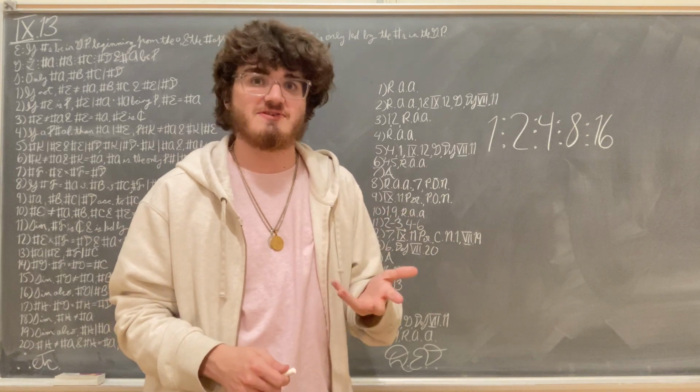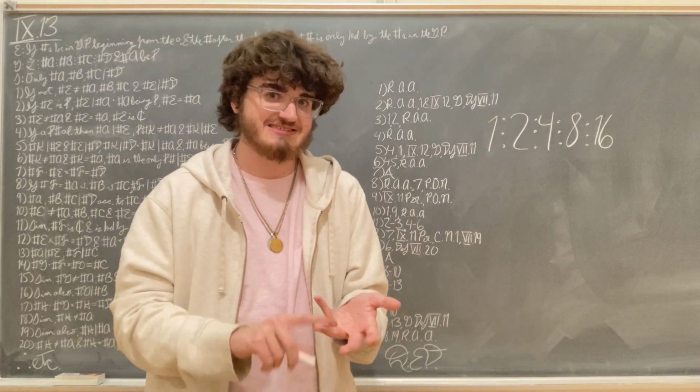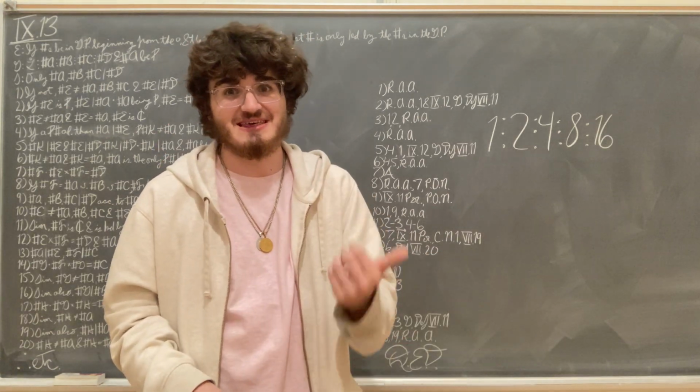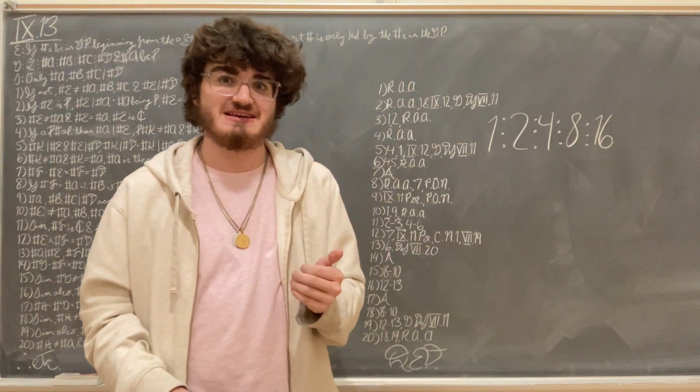And that's easy enough to verify. 3 doesn't measure 16. 5 doesn't measure 16. 6 doesn't. 7 doesn't. 9 doesn't. You can go all the way up to 16 and show that there is no number other than 2, 4, and 8 which measure the number 16.